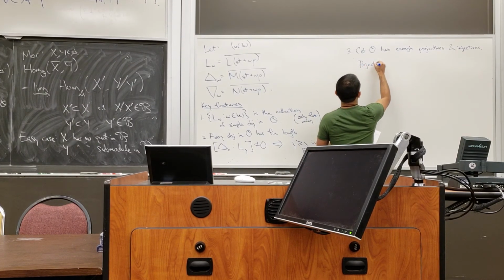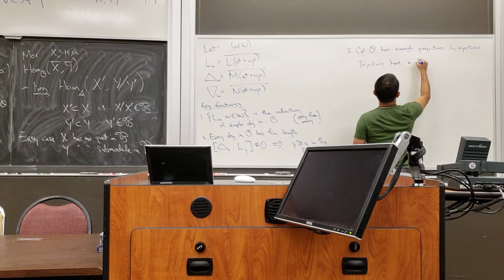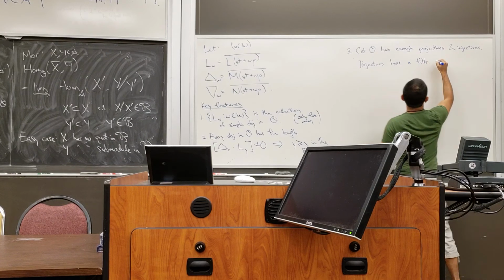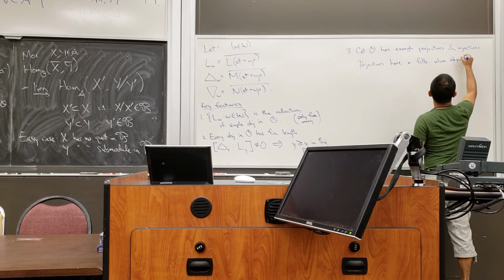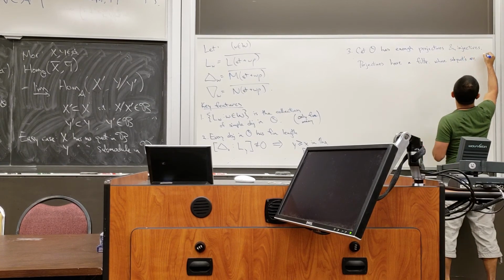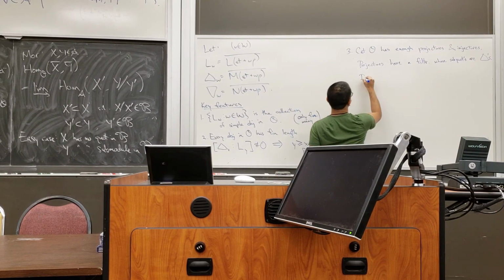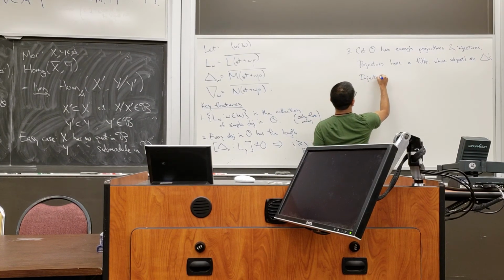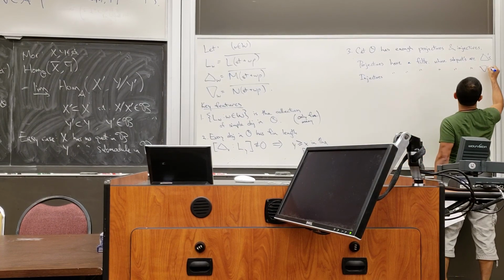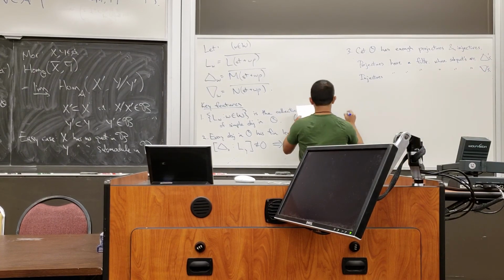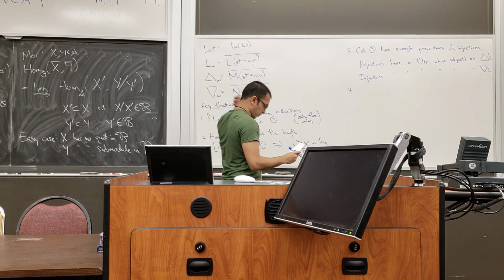Projectives have a filtration whose subquotients are these deltas, and injectives have a filtration whose subquotients are the nablas. And then there are various other properties that are important.